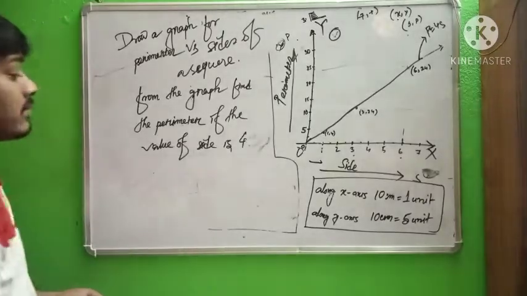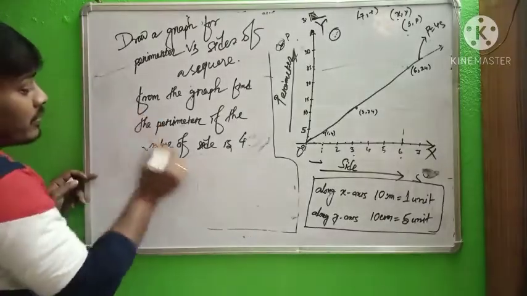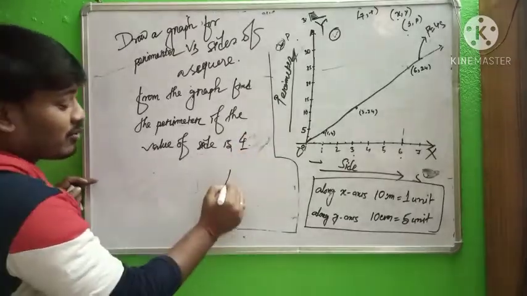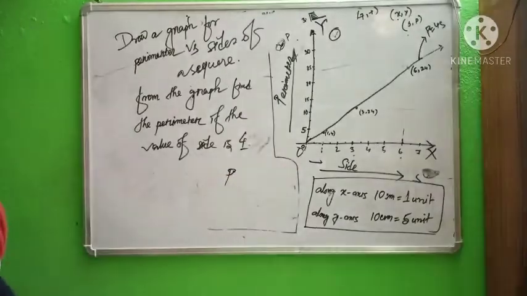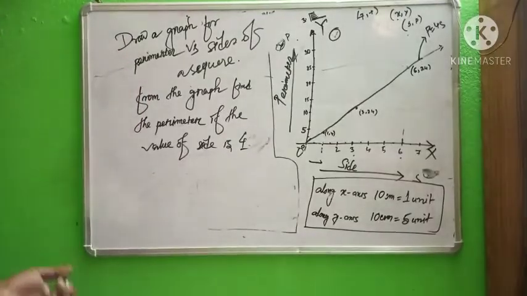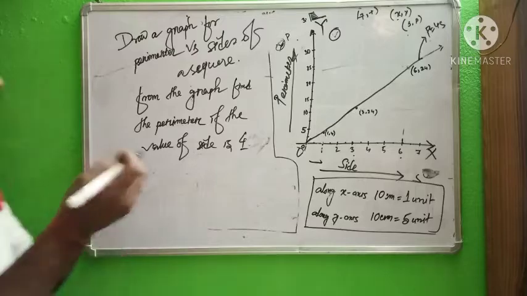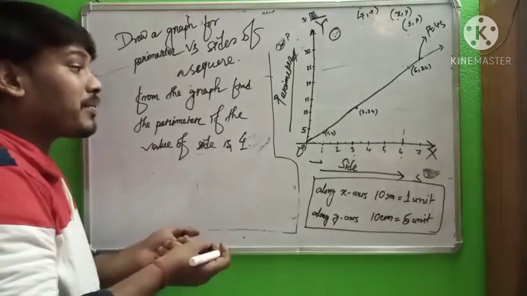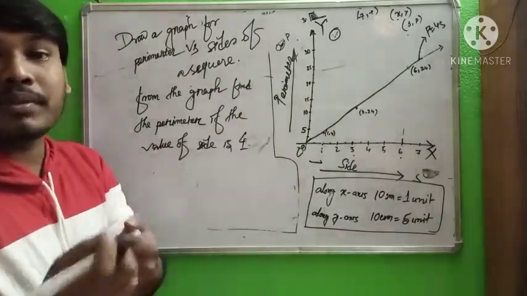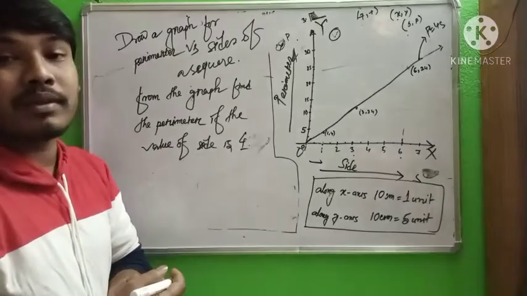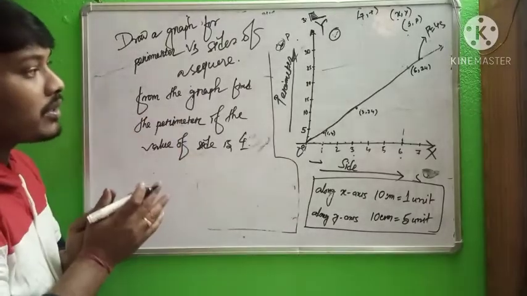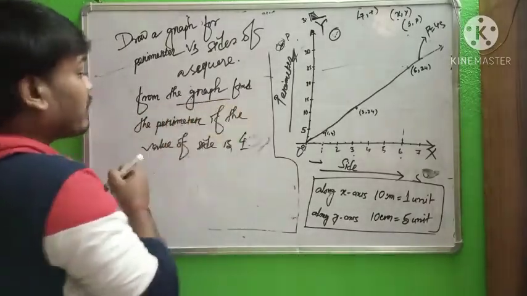What is the value of perimeter when side is 4? So 4 into 4, 16. But it is not the actual process. If you write only 16, then your answer is totally wrong. It may differ from 16. It may be 15.9, 15.5. There is no problem, because we do not find the value by direct calculation. Now we find the value from the graph.